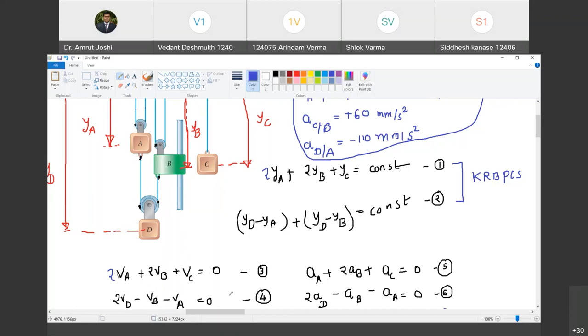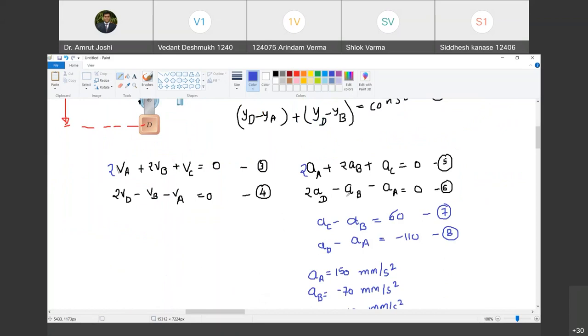If I differentiate these equations once more, what is the consequence? 2 times AA plus 2 times AB plus AC equal to 0, and 2 times AD minus AB minus AA equal to 0. Do you agree with me? Yes, sir. Okay. Now, we have 2 equations in 4 accelerations.